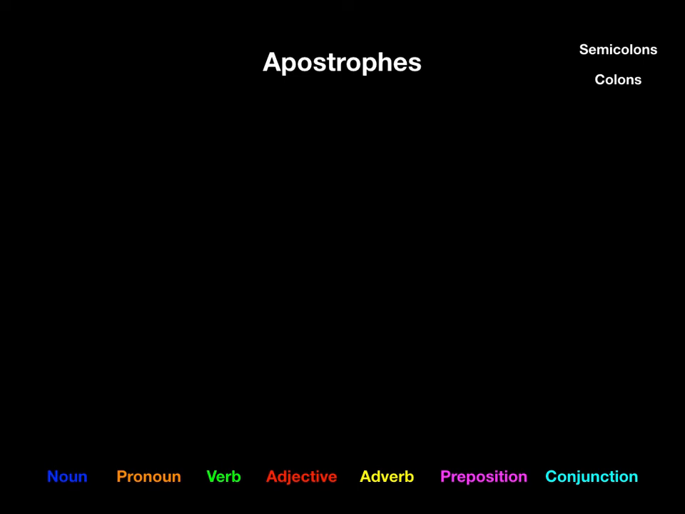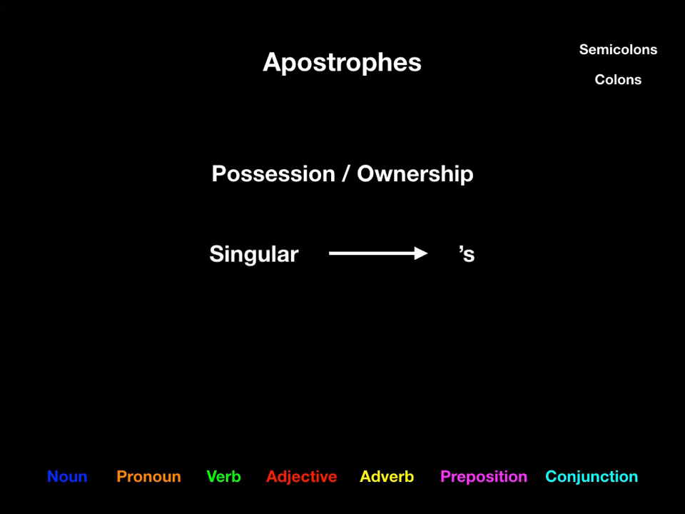Finally, we examined apostrophes. Apostrophes denote possession or ownership. If the adjective is singular, we will have apostrophe s. If we want to denote a plural adjective, we will have s apostrophe. Let's take a look at a few examples before concluding this lecture.